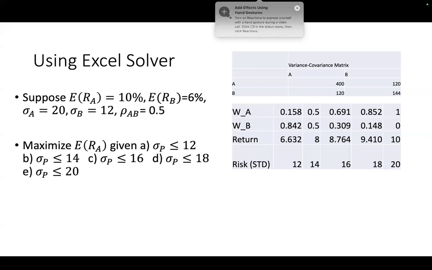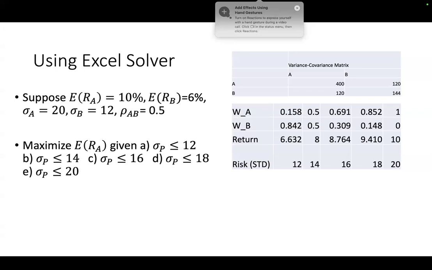I have another typo here. I meant maximize E of RP. So I'm going to maximize E of RP, not E of RA. The goal is not to maximize return of asset A. The goal is to maximize return of the portfolio.